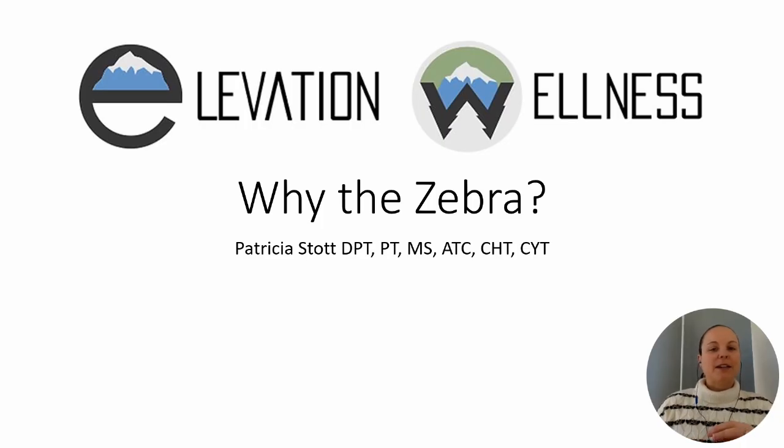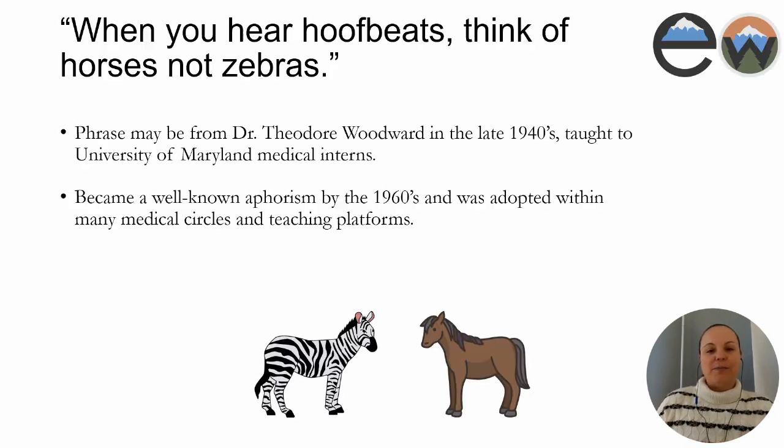Hey, it's Patty. I just wanted to take a few minutes to talk about why we use the zebra as an analogy and a mascot for those with Ehlers-Danlos syndrome. So I'm going to talk a little bit about the history and also talk a little bit about zebras too.